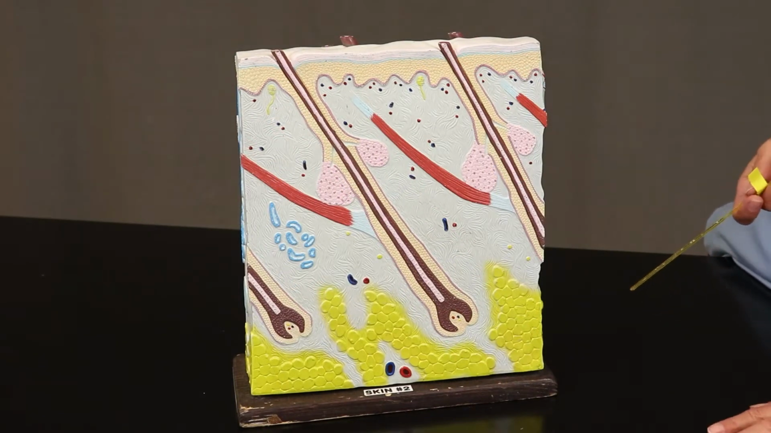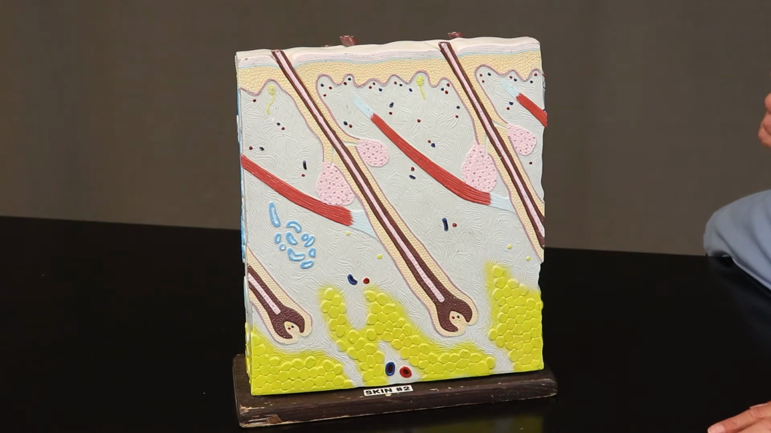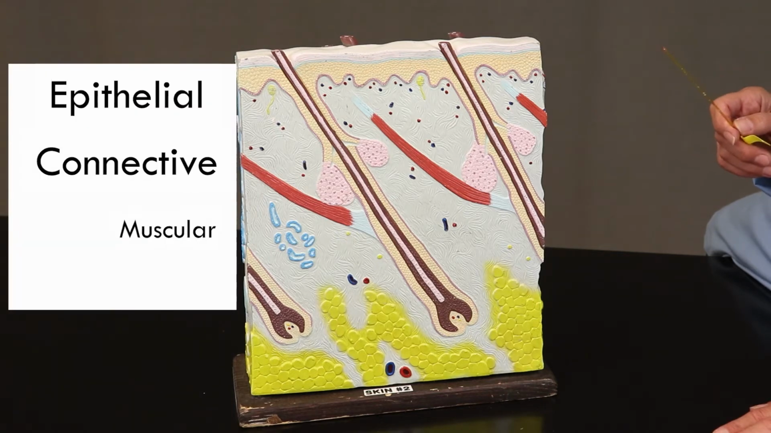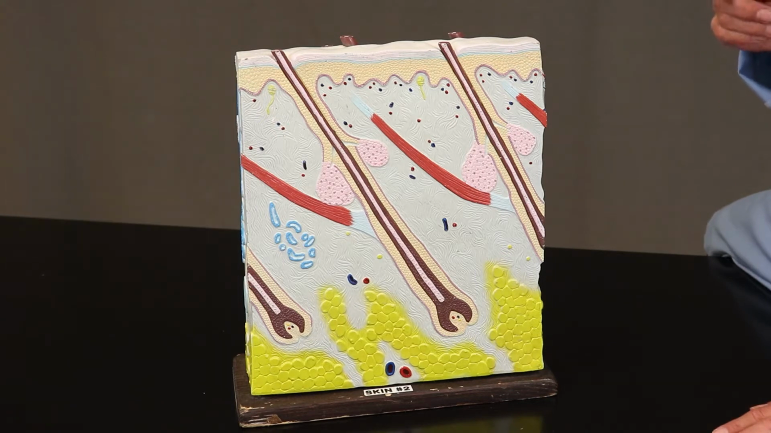This model is a cross-section of human skin. It's a great model for histology because it has examples of all 4 types of tissue: epithelial, connective, muscle, and nervous system. The skin is divided into 3 layers.